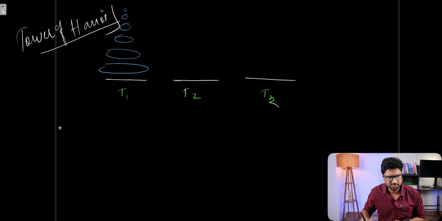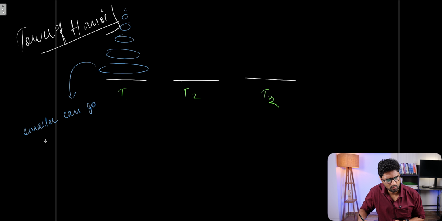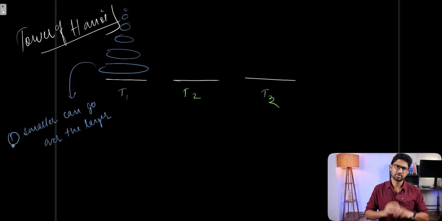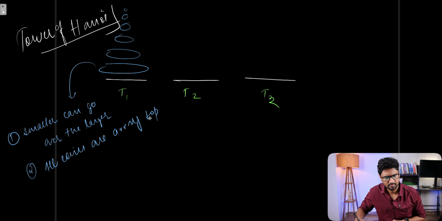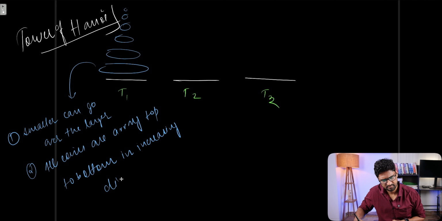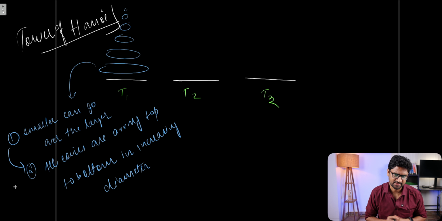Now there's a condition on how the coins are kept: only the smaller coins can go over the larger coins. That's point number 1. You cannot keep a larger coin on top of a smaller coin. And number 2, all coins are arranged top to bottom in increasing diameter. Obviously, because the first point implies the second point.